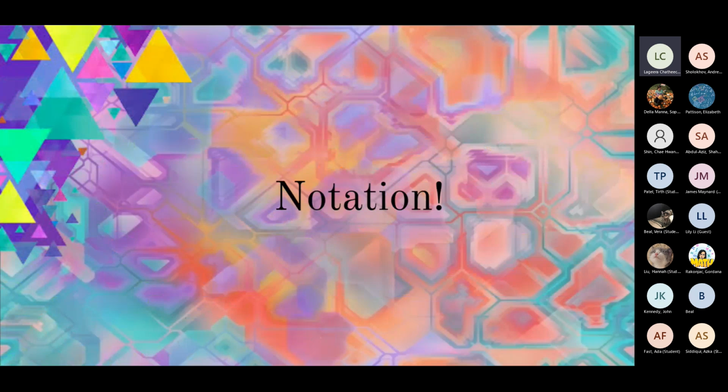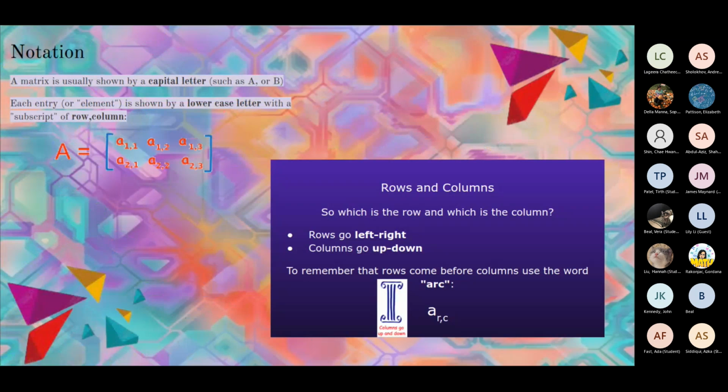So now let's look at notation. A matrix is usually shown by a capital letter, such as A or B. Each entry, or element, is shown by a lowercase letter with the subscript of a row and column, as you can see below. So which is the row and which is the column? Just as a review, rows go left to right and columns go up to down. To remember that rows come before columns, you can use ARC, where R stands for rows and C stands for columns.